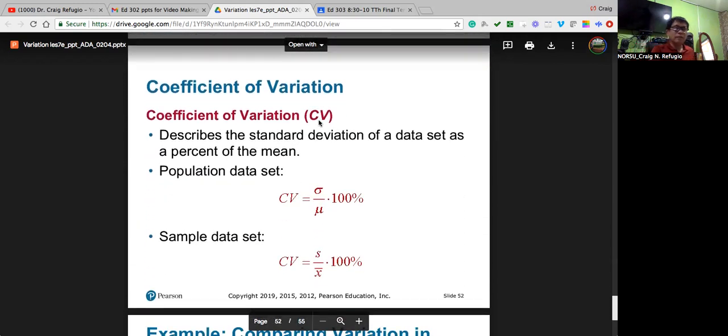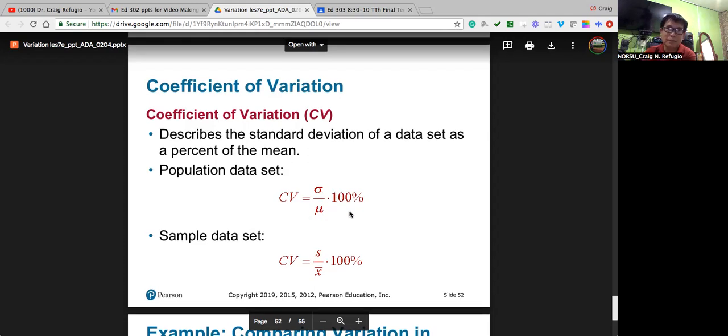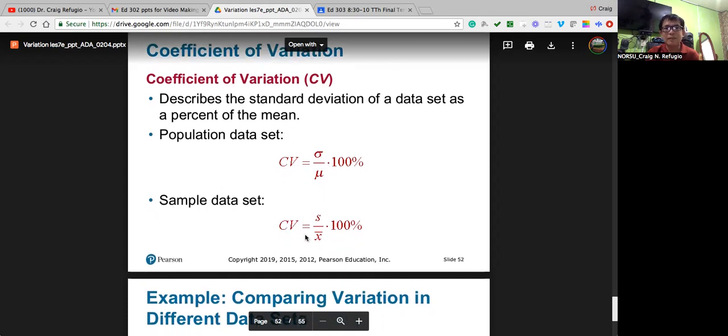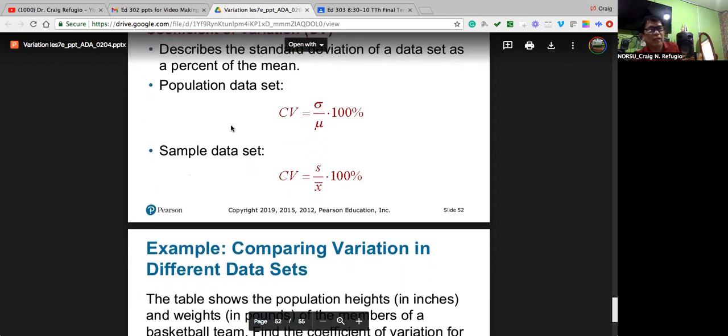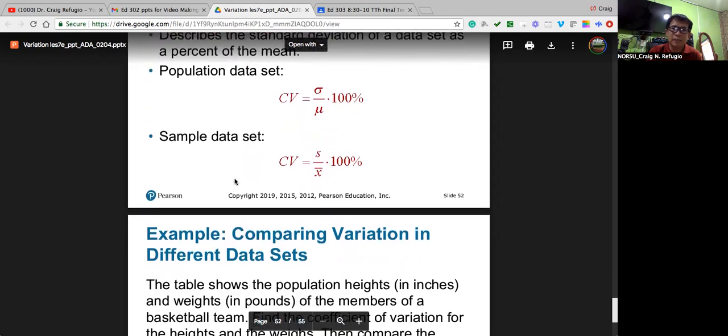And now we're going to have the coefficient of variation. This one is very important for statistics class and the assessment of learning class. The coefficient of variation describes the standard deviation of a data set as a percent of the mean. For a population data set, CV is equal to sigma divided by mu times 100%. For a sample data set, CV is equal to small s divided by x bar times 100%. So take note of the formulas for the population data set and the sample data set.